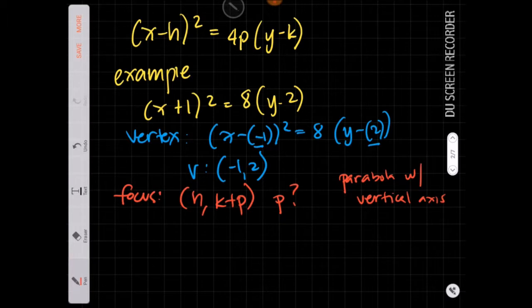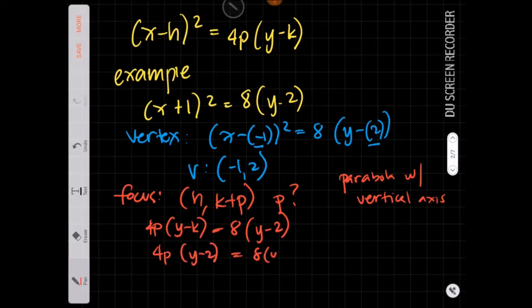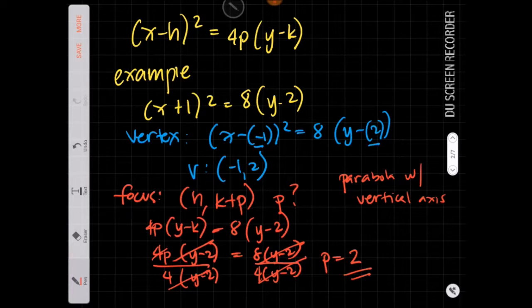We will first equate the given formula with the standard formula. By doing so, we will get 4p multiplied by the quantity (y - k) is equal to 8 multiplied by the quantity (y - 2). We will substitute the value of k to the left side of the equation and get 4p(y - 2) is equal to 8(y - 2). We then divide both sides by 4 multiplied by the quantity (y - 2). This will give us the value of p, which is 2. Going back to the formula for our focus, we have h or -1, k or 2 plus 2. By simplifying it, we will get (-1, 4).